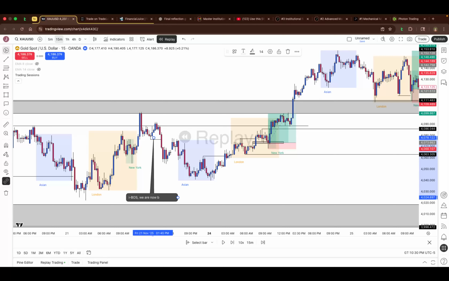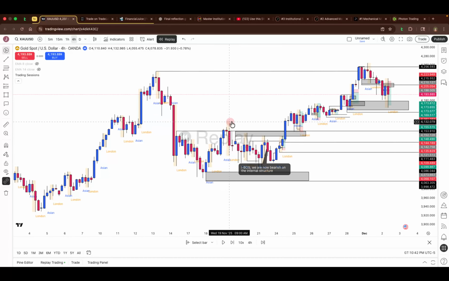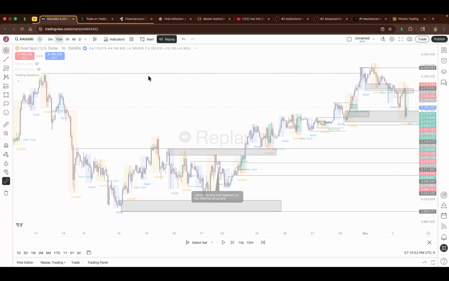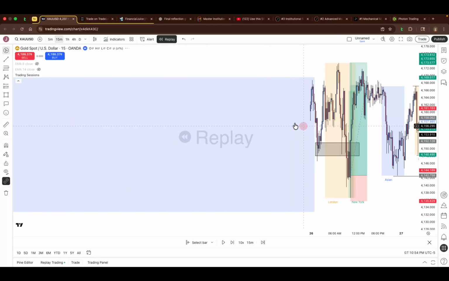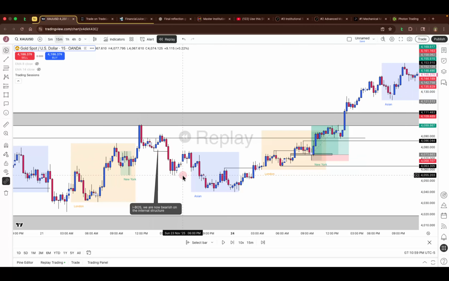We are now bearish on the internal structure. And again, where's our range still? On the higher time frame, between here and here, we're still looking for price to get down. We're just ranging, but we're seeing internal break of structure. So yeah, now we're bearish. Continue to see price break lower lows and lower highs. Boom. Another IBOS.